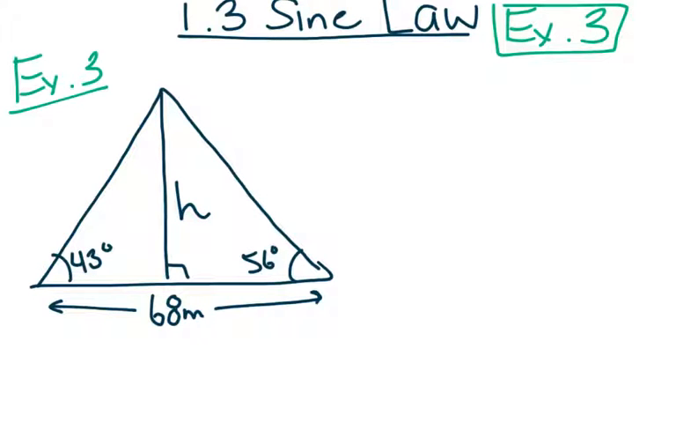Okay, so this is the final example, example number 3 for the grade 11 lesson 1.3, the sine law. This is an advanced example, so if you feel like you've got a handle on example 1 and example 2, that's why you're working on example number 3. This question is a little bit more difficult because we're going to be combining the sine law with SOHCAHTOA.